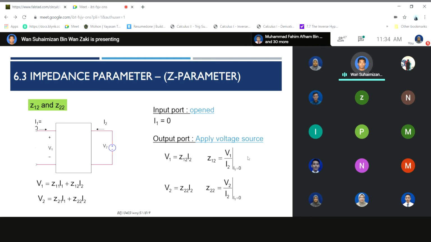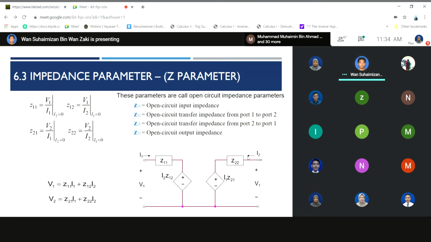So that completes your task. The task is to find the impedance parameter, or what we call the Z parameter. The unit will be ohm, right? All right, so after you got the Z parameter, basically you can draw the equivalent circuit for Z parameter. So this is the equivalent circuit for Z parameter.